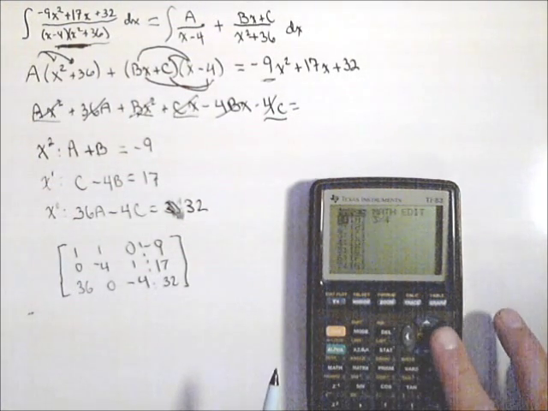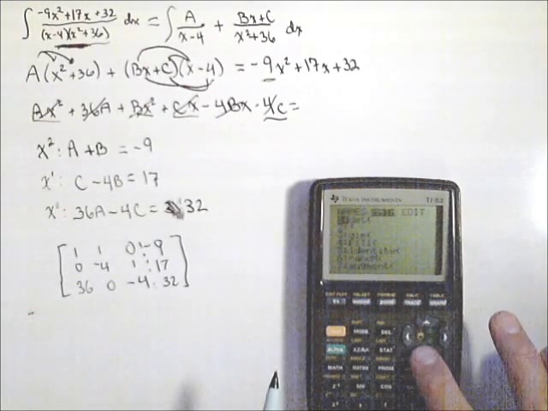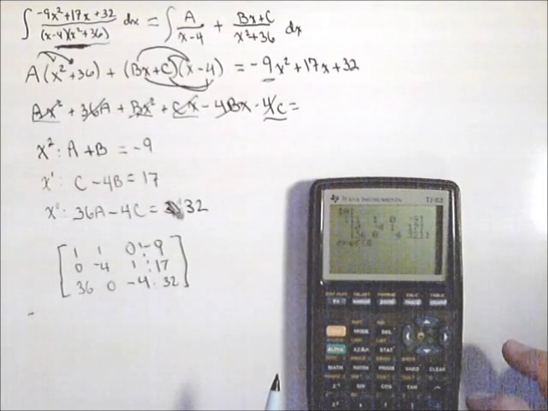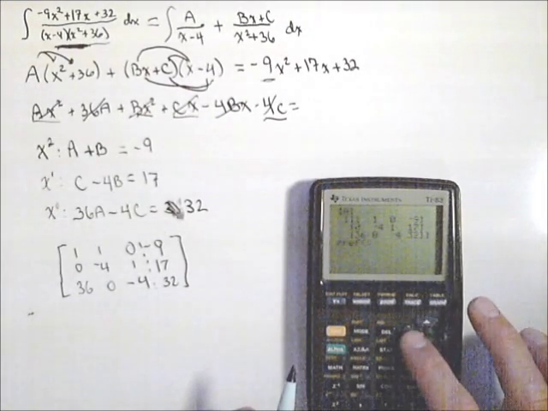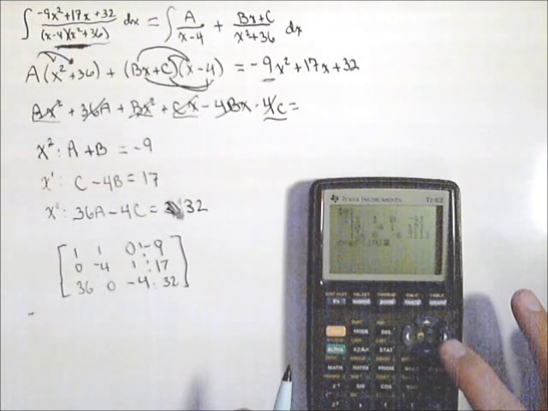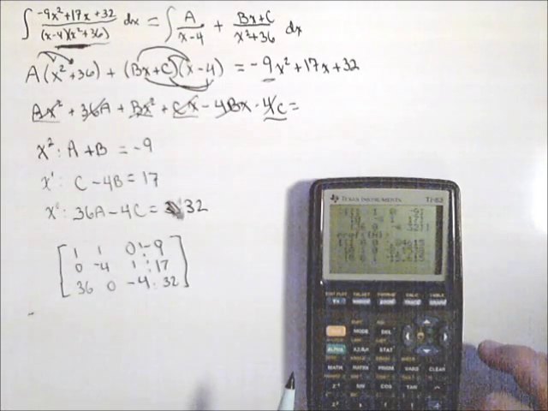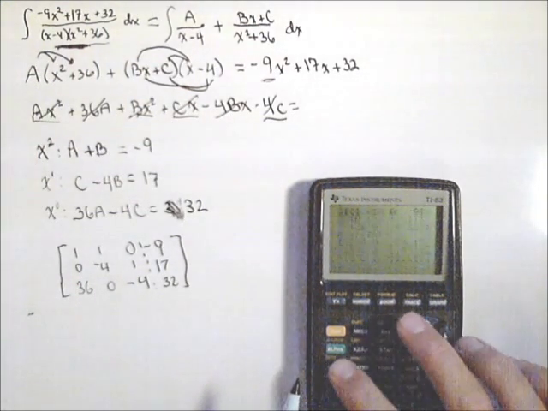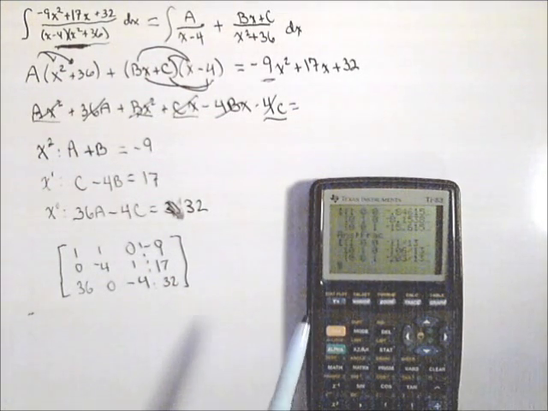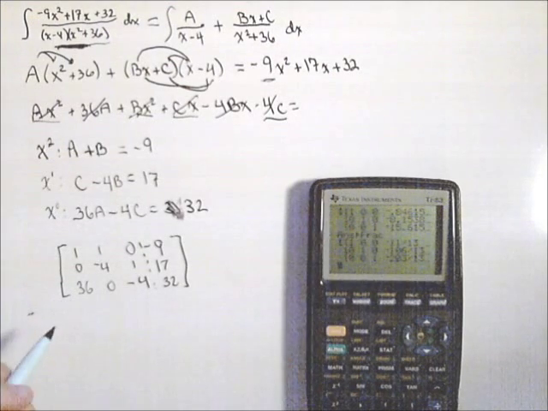So I go back to matrix. Now we're performing math. Scroll down to RREF. And I'm going to do it with matrix A. So matrix names A. Calculate. Now what I'd like to do is have this in fractions. So math fraction, and there's my answers in fractions, A, B, C.